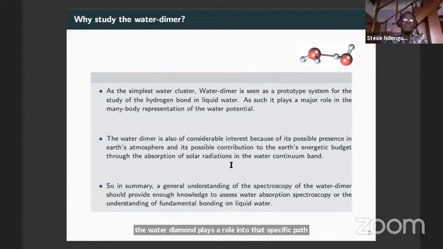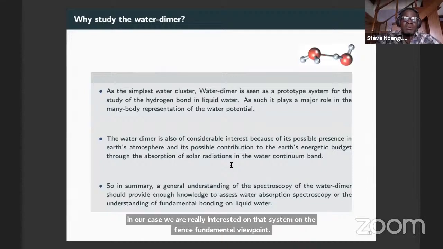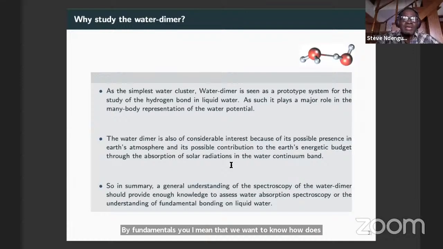In our case, we are really interested in that system from the fundamental viewpoint. By fundamental viewpoint, I mean that we want to know how to obtain accurately the infrared spectrum of the water dimer, but also what the origin is, what type of motion each of the features, each of the bands that you observe in the spectrum, comes from.